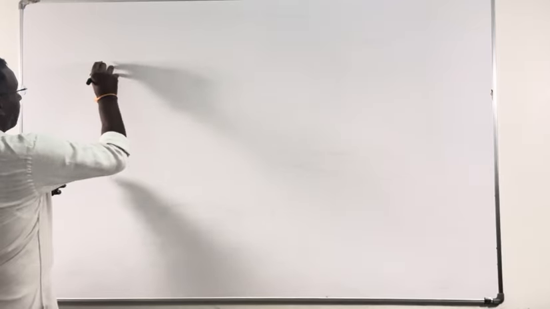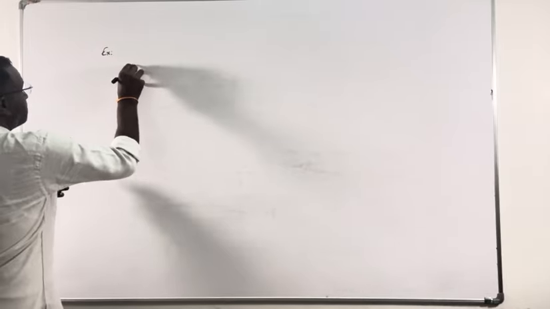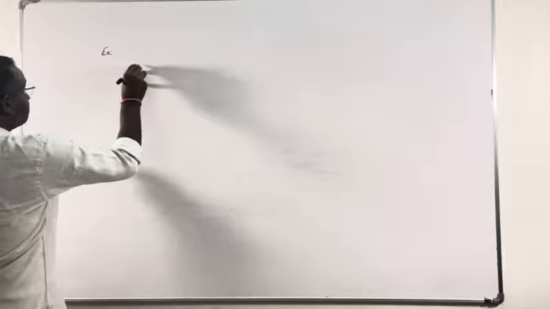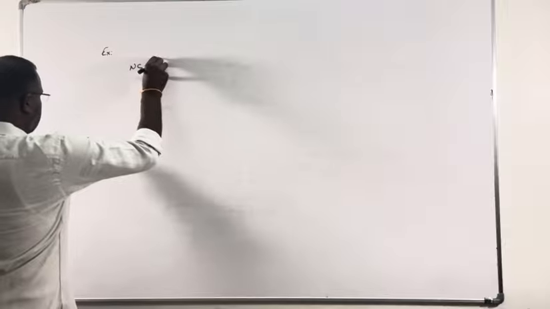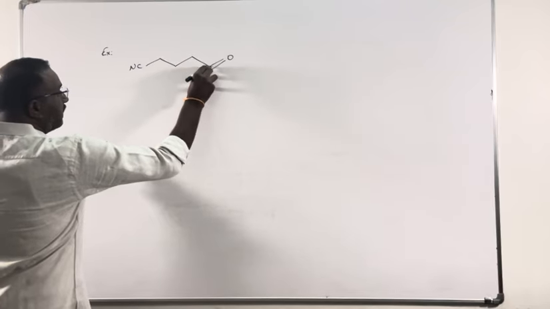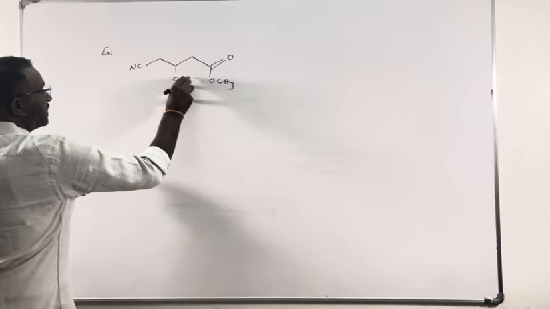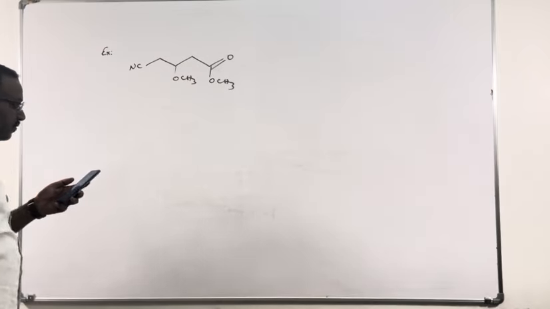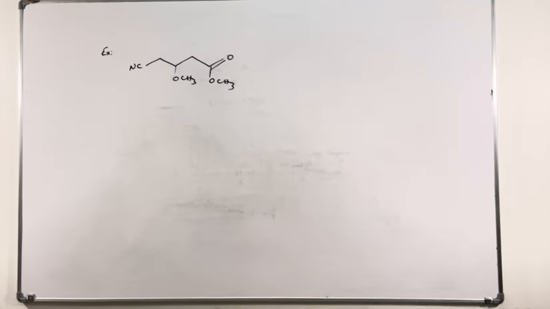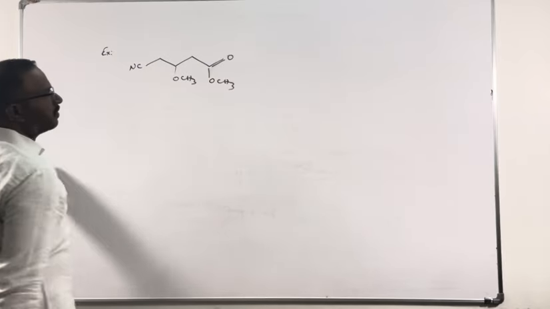Now example number 4, the next example. There is an NC group, then carbons 1, 2, 3, 4, 5, a double bond to O is there, and OCH3 is given here, and here also OCH3 is there. Like that, the compound is there. So this is one example. Let me see how to write the IUPAC name for this. This is OCH3, and this double bond is there.